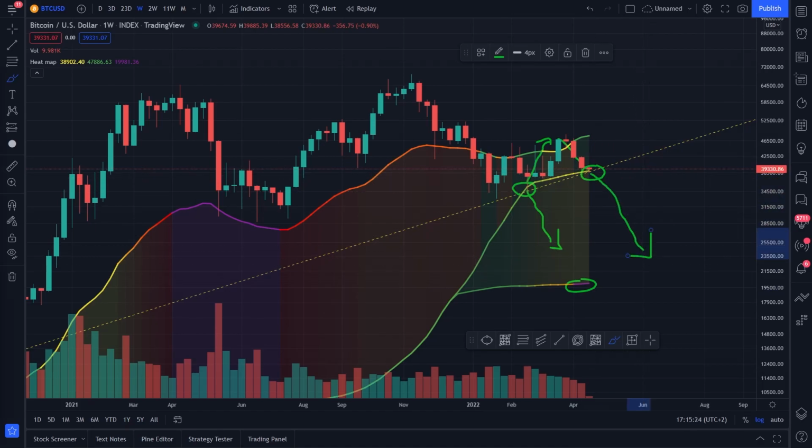Of course, there is no guarantee in this market. I say it again and again and again. I'm not a financial advisor. I'm just sharing what I see in the charts.